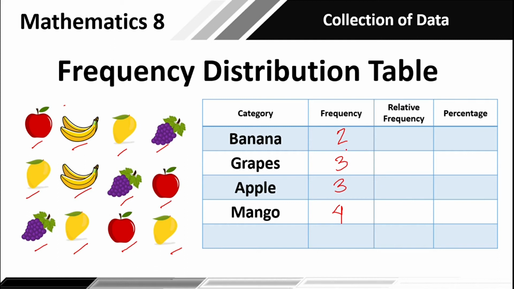Our next step on the second column is to sum up our frequency. To sum it up, just add all the data. 2 plus 3 plus 3 plus 4 is 12. 12 is the total number of frequency.